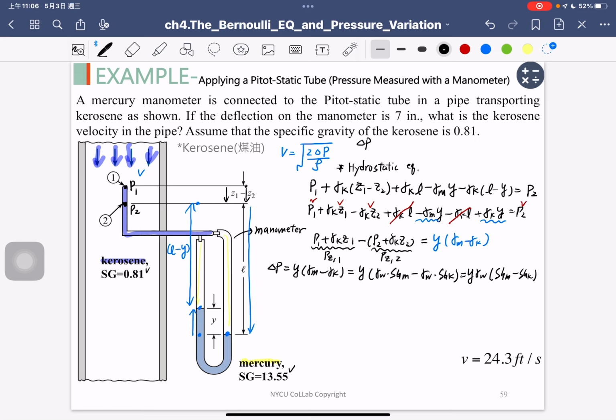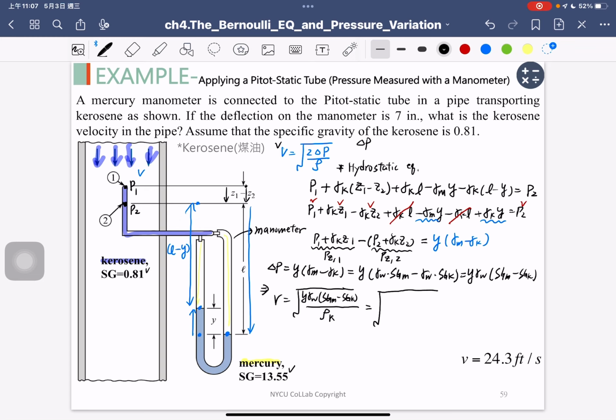And then what is our velocity? I apply the equation shown here, so v will equal the root of delta p, which I write down here as y gamma w times SGn minus SGk. And what density do I need to divide by? It is the fluid density. The bottom row here is the kerosene, so it's the kerosene density, right?